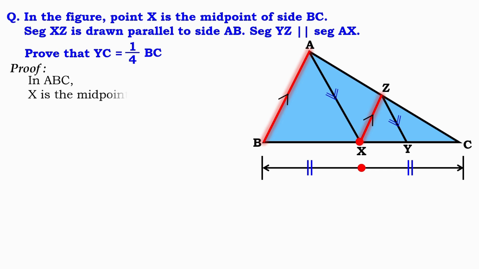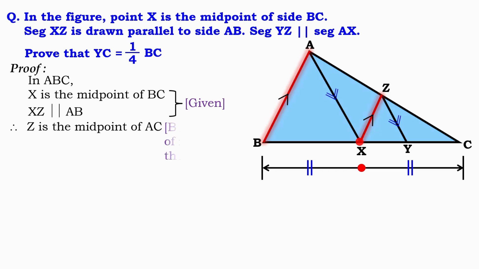Now, whatever we have understood from this, now we have to write it. Okay. Now in triangle ABC, X is the midpoint of BC and XZ is parallel to AB. Okay, so this is given. So Z is the midpoint of AC by using the converse midpoint theorem. So always write, whenever you are solving anything, you have to write why you are stating that Z is the midpoint of AC. So write that, okay, by using the converse midpoint theorem.